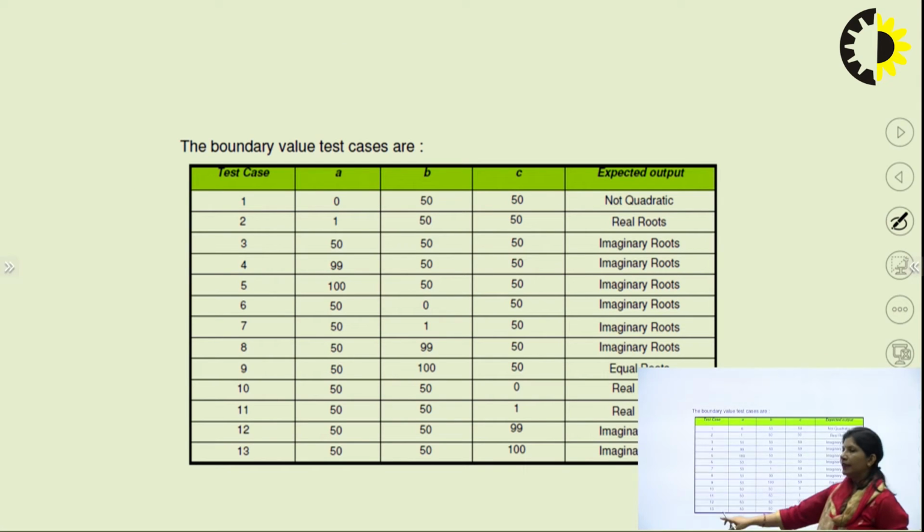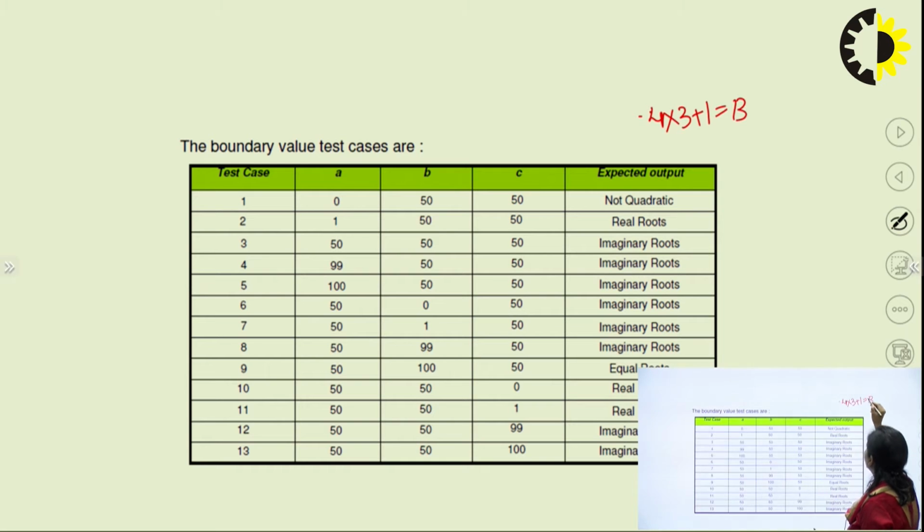We have taken 13 test cases. How? The number of inputs will be A, B and C. That means 4 multiply 3 plus 1 is equal to 13. Okay. Right? We will have 13 test cases.